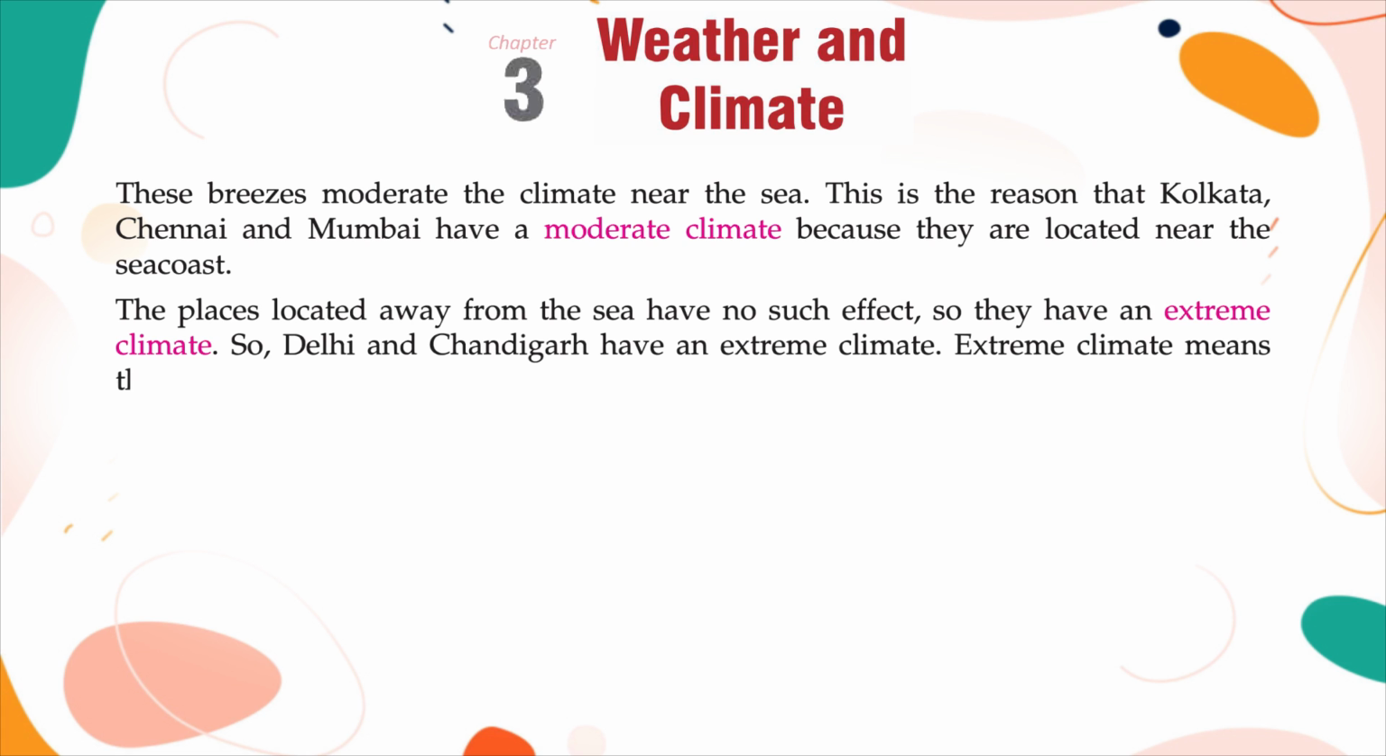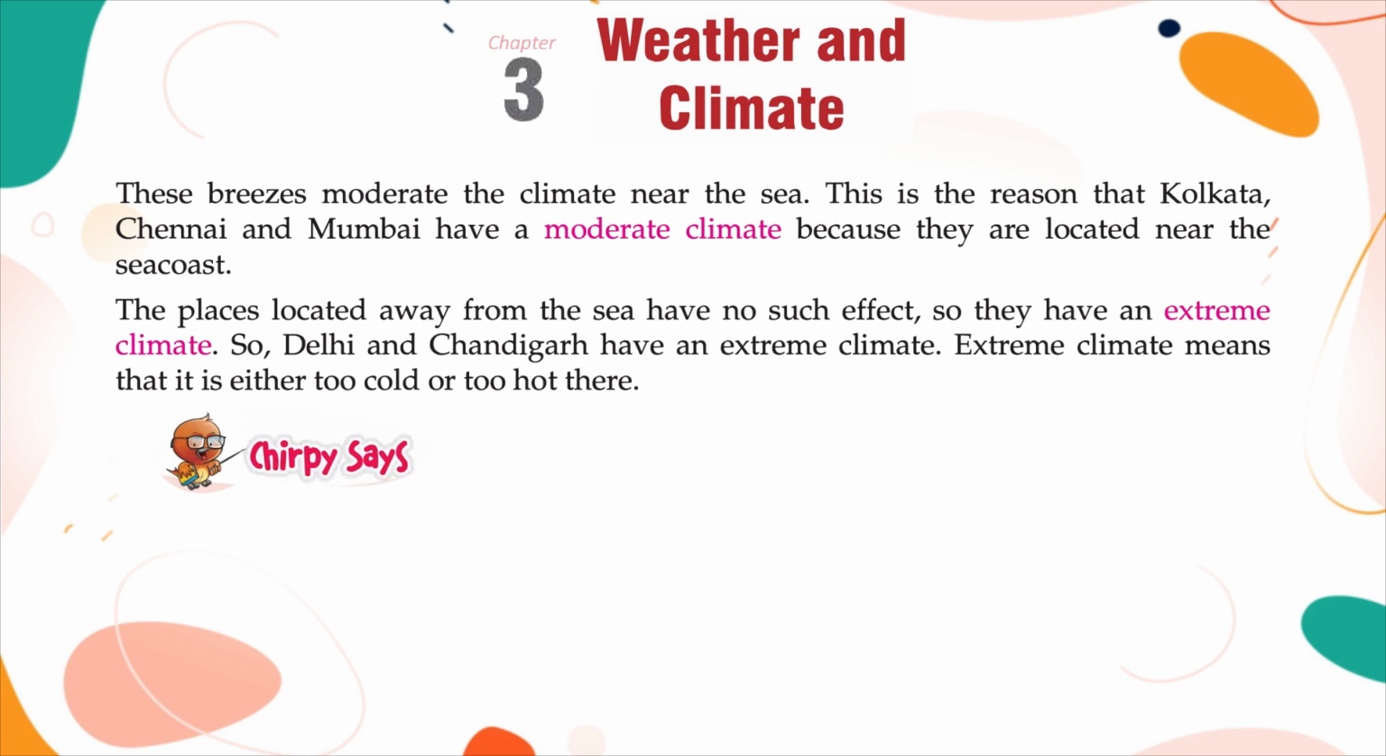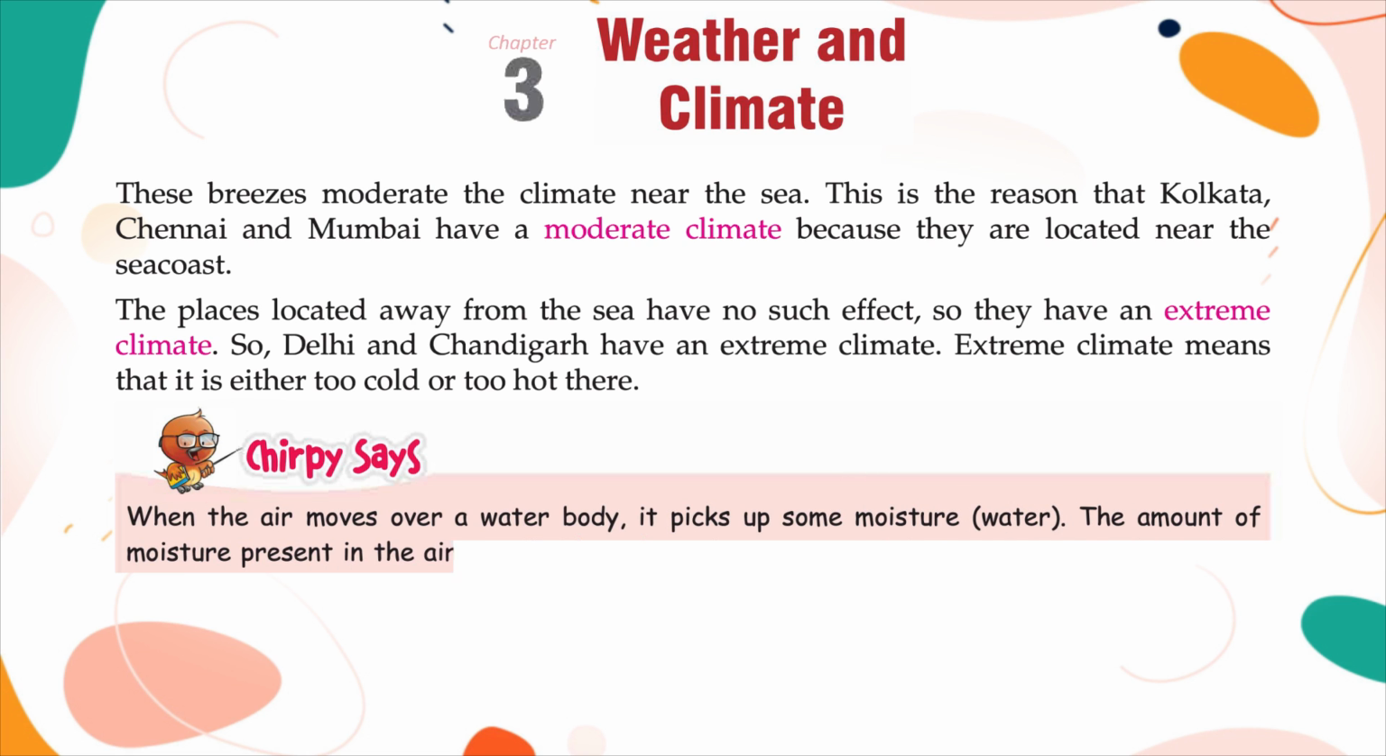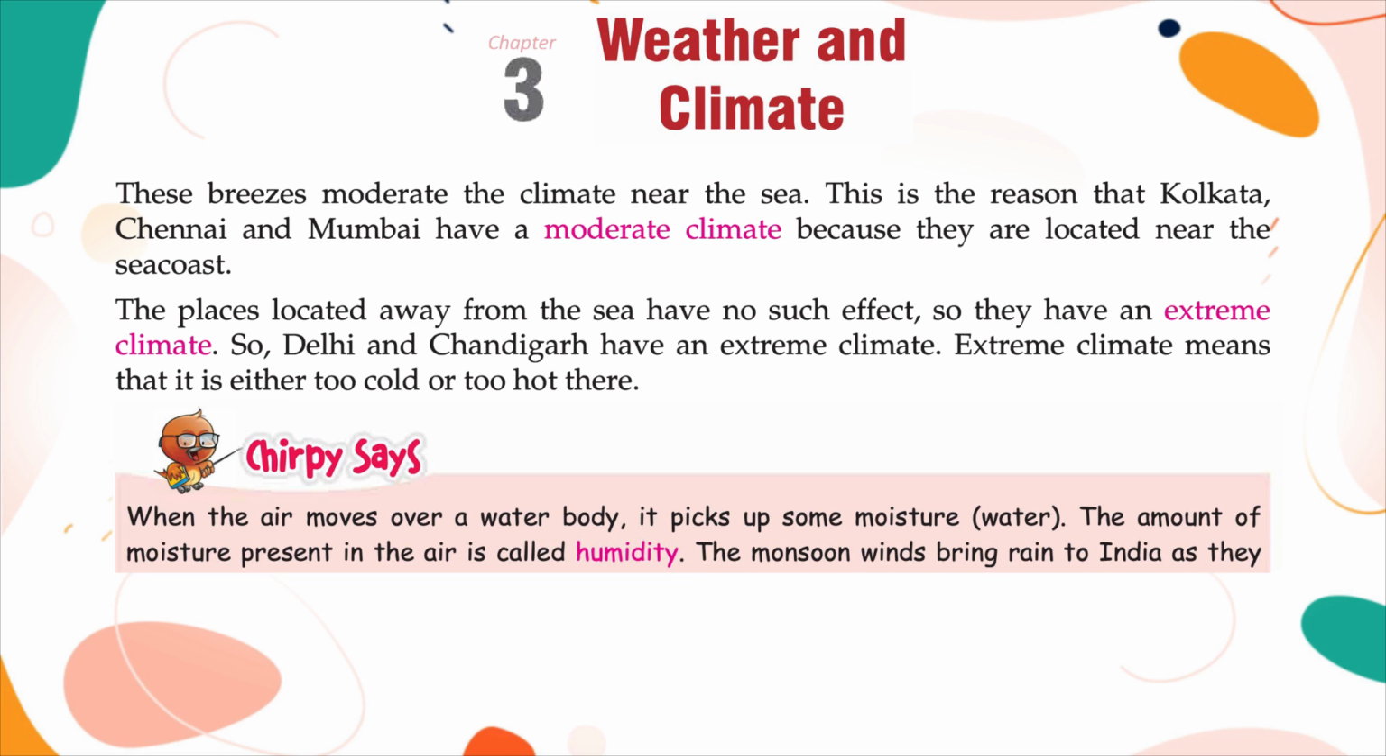Extreme climate means that it is either too cold or too hot there. Chirpy says, when the air moves over a water body, it picks up some moisture, water. The amount of moisture present in the air is called humidity. The monsoon winds bring rain to India as they have come from over the Indian Ocean.